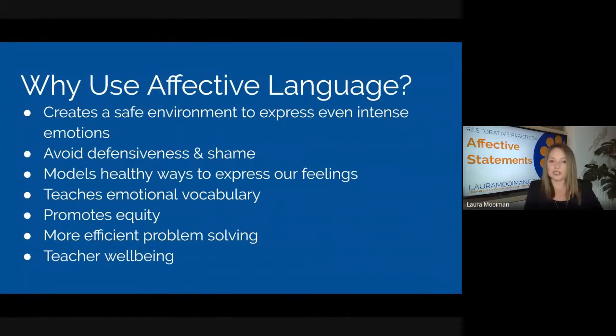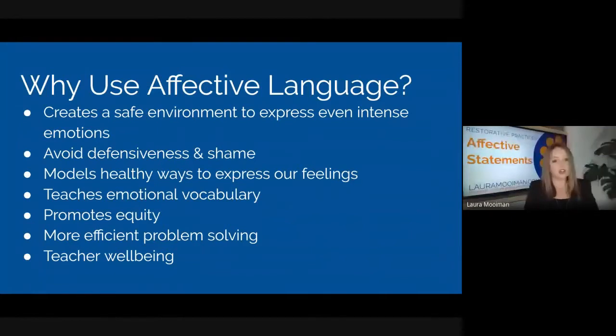Because if we can use affective language, we're going to create a really safe environment that we could express even intense emotions. That kids that are very upset are going to be able to feel safe and express their emotions. They're not going to be defensive when you ask questions. They're not going to be afraid of you and feel the need to lie. And you're going to be modeling like an emotional vocabulary. They're going to see you calm down.